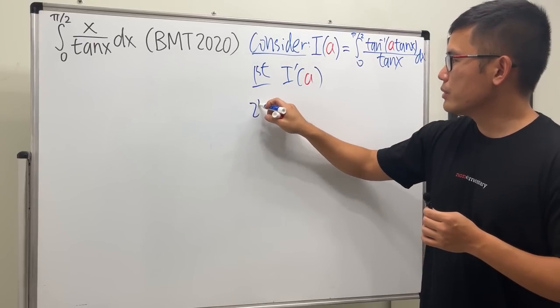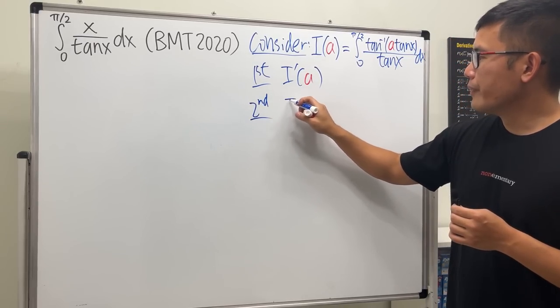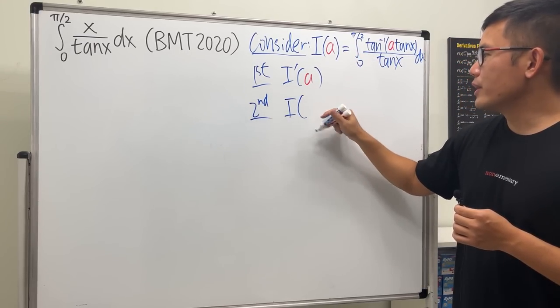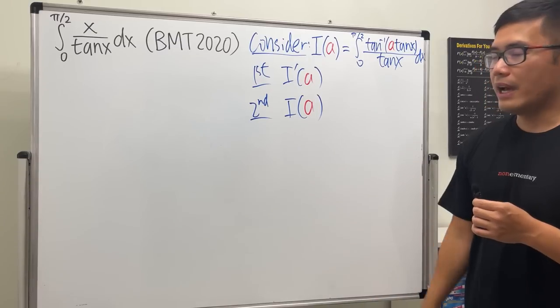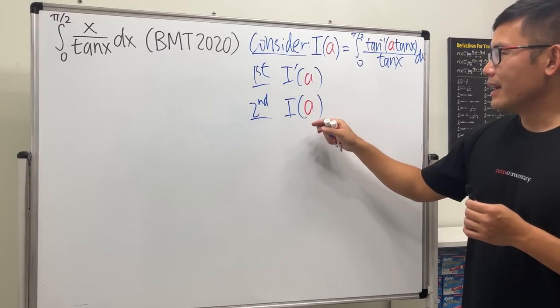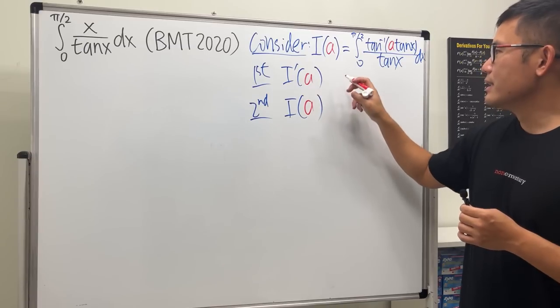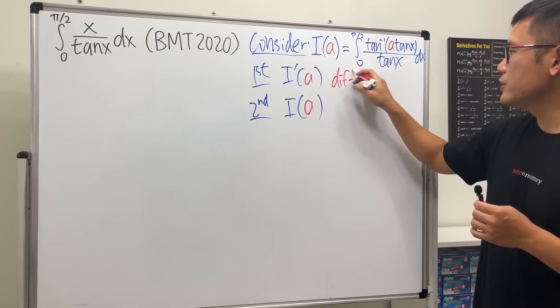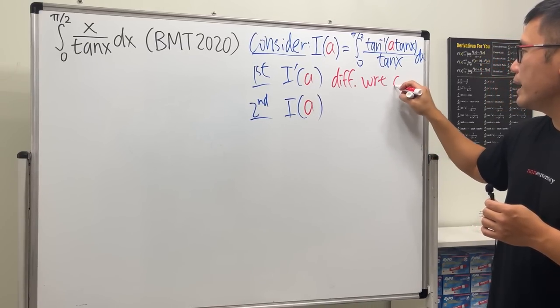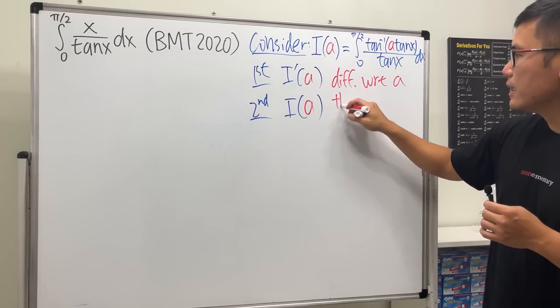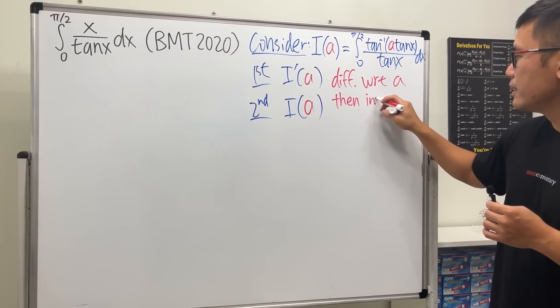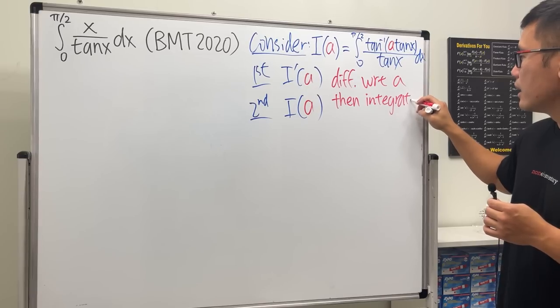And then step two, we are going to integrate the expression and get I of a. So I'll just tell you, we differentiate this with respect to a and then integrate it, right?